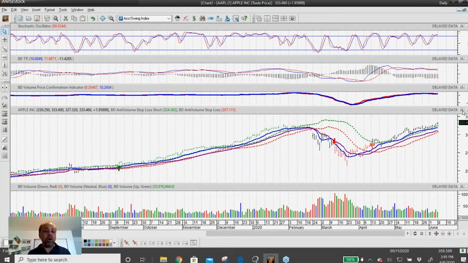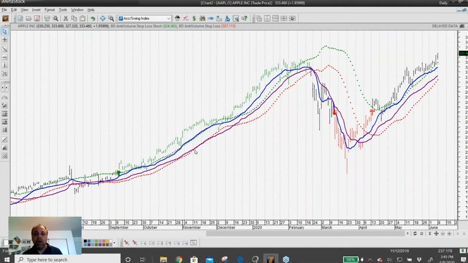In addition to that, we're going to go ahead and look at the Apple chart. I want you to understand the lines that come in on the Apple chart as well. I want to make them just a little bit bigger for you so you can see how they work here.